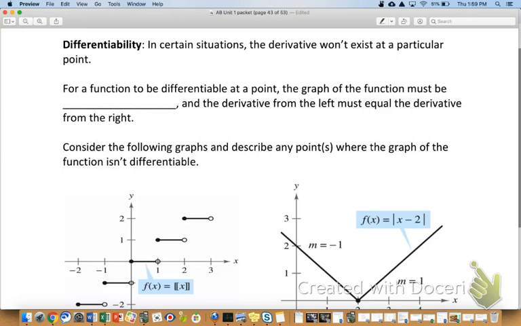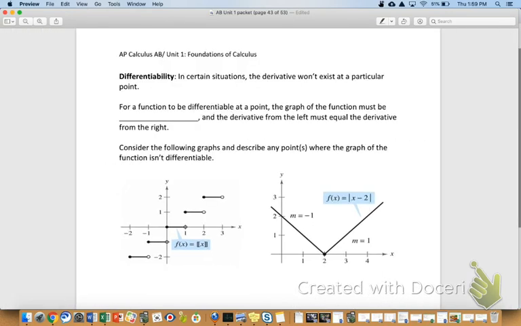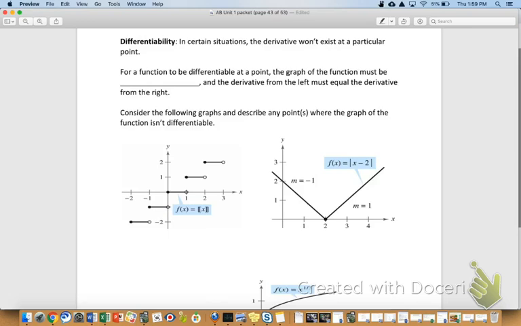Okay? So differentiability is talking about that. For a function to be differentiable at a point, the graph of the function must be continuous and the derivative from the left must equal the derivative from the right. This is not an exhaustive definition, just a nice description. So the function has to be continuous, and the derivative from the left must equal the derivative from the right in order for a graph to be differentiable.